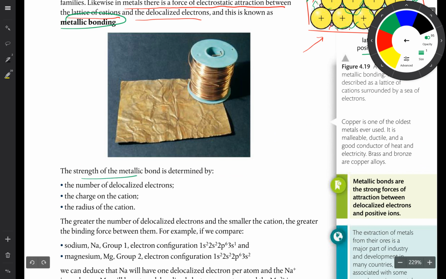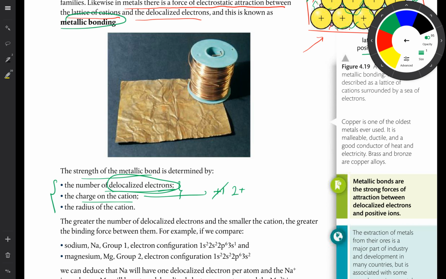The strength of the metallic bond is determined by three factors. The first two are related to each other: the number of delocalized electrons and the charge on the cations. If the metal has one valence electron, like the group 1 metals, they lose one electron per atom, and the charge of the cation would be positive 1. If the metal atom has two valence electrons, like group 2 metals, they have two delocalized electrons per atom, and the charge would be positive 2 or 2 plus. So the number of valence electrons determines the number of delocalized electrons per atom and also the charge that would be on the metal cation.